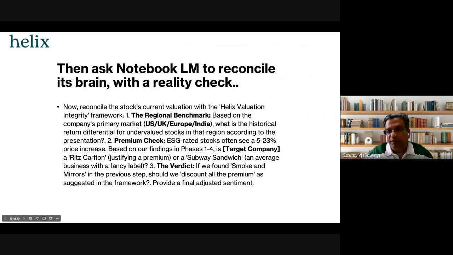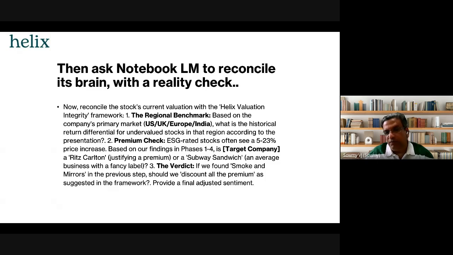Then what we'll do is the third step, which will be again on Notebook LM, right? You want it to reconcile its brain, so all the work that it has done so far. Now reconcile the stock's current valuation with the Helix valuation integrity framework, right?